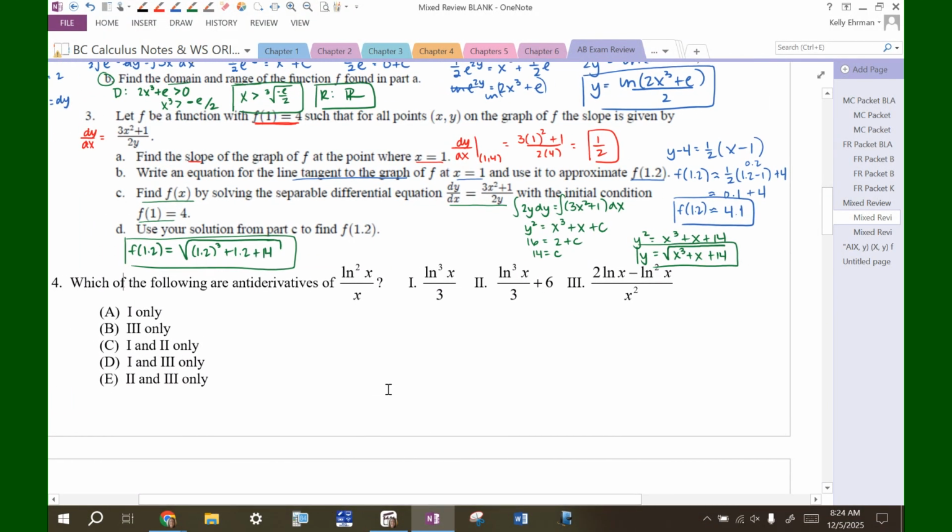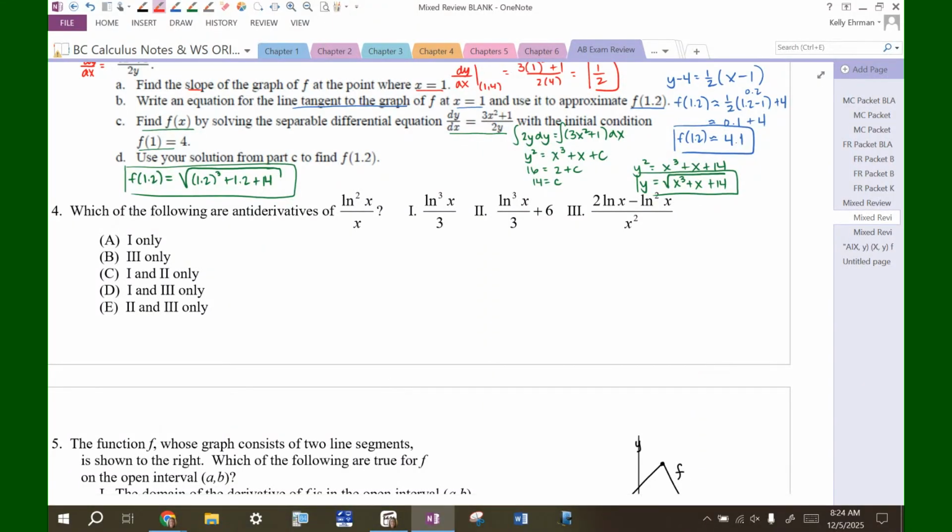Okay. Now we have a multiple choice problem. Which of the following are antiderivatives of this? Now, the quickest way to do this is not to do all these different integration methods. It's just to go ahead and say, if these are all antiderivatives, it means I should be able to take the derivatives of them and get this. So let's take the derivatives of each of these.